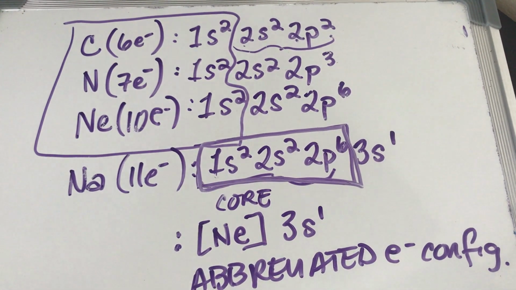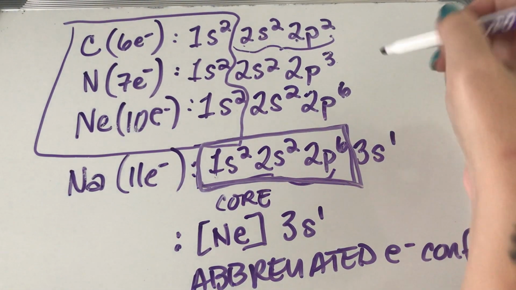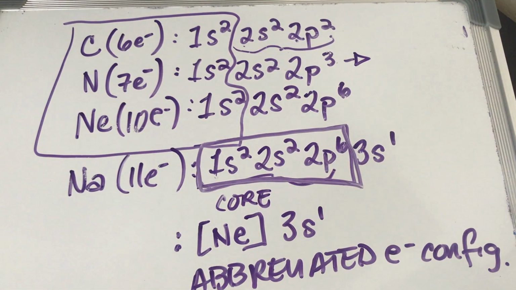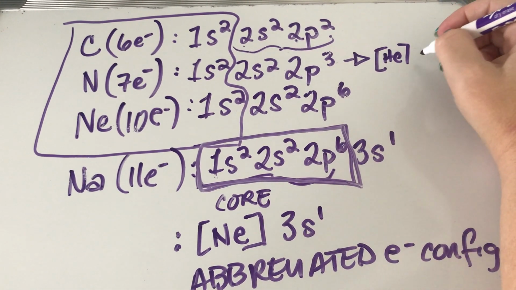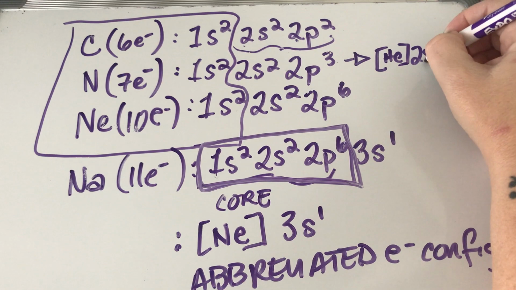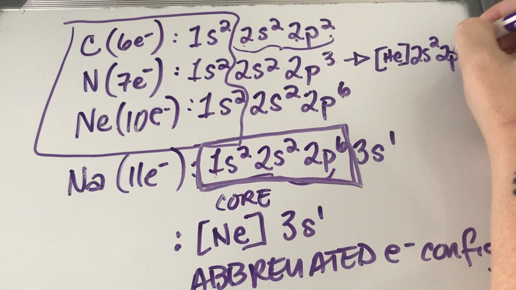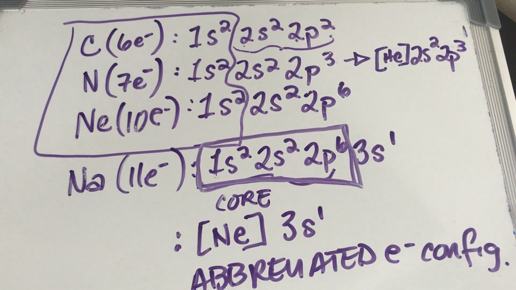So we could have written the abbreviated electron configuration for nitrogen as well, or any of the other ones we wrote before. What would the abbreviated configuration for nitrogen be? Helium 2s2 2p3. It's not much cuter, right? So for those first couple, it's not really a shorthand, but when you start getting into bigger atoms, it becomes a really nice shorthand, right?